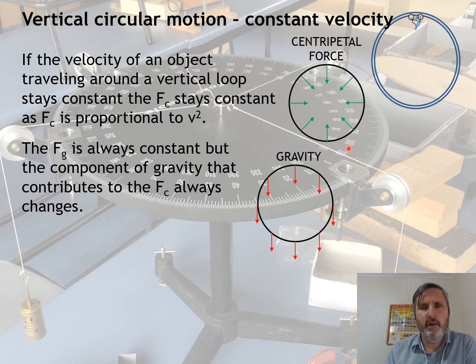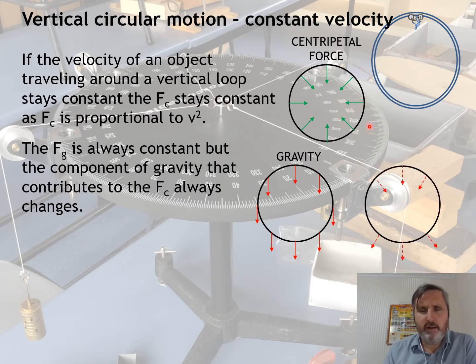If you look at the top here, you can see if we just took gravity, it could produce the top force. But if we took gravity on the side here, because it's going directly down, it doesn't contribute any sideways force. So this centripetal force has to come from somewhere else.